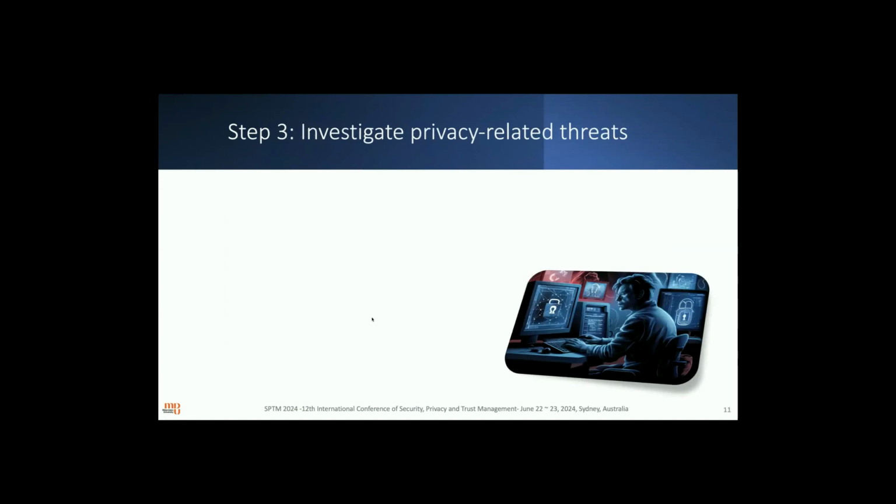Step 3 is for investigating privacy-related threats. Here we are looking at privacy threats, which are potential privacy attacks on our apps. We've been diving deep into the threat report, examining each type of threat and its description, to figure out how each one could affect us in terms of data privacy.